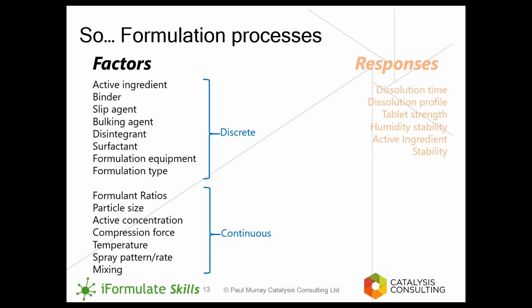The number of factors will affect the number of experiments you have to carry out, but we also have responses. And some example responses could be the solution time, the solution profile, the strength of a tablet, the humidity stability, the active ingredient stability. So these are just some responses. Responses do not increase the numbers of experiments, but responses are very important because they're what will help us to understand how the factors affect our process.